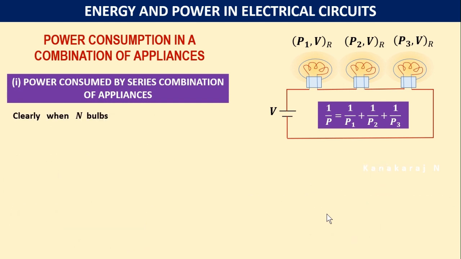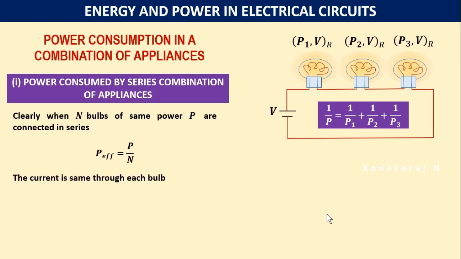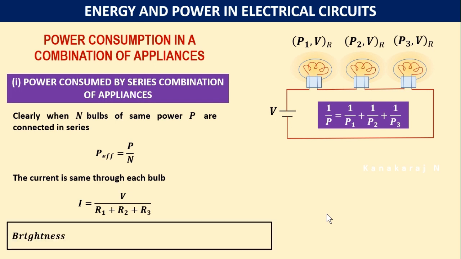Let us go for the tips and tricks. Clearly, when n bulbs of same power P are connected in series, P effective equals P by n. Important formula. The current is the same throughout the circuit. So I equals V by R1 plus R2 plus R3. So this is the most important conclusion.